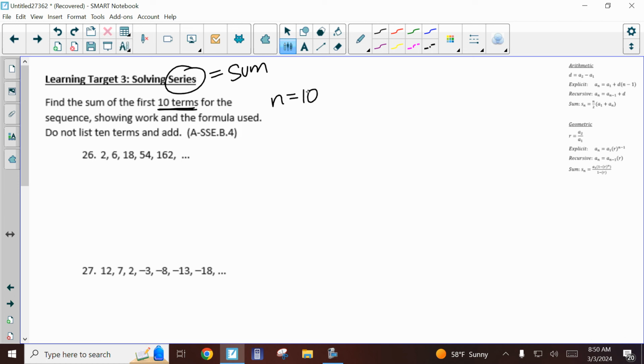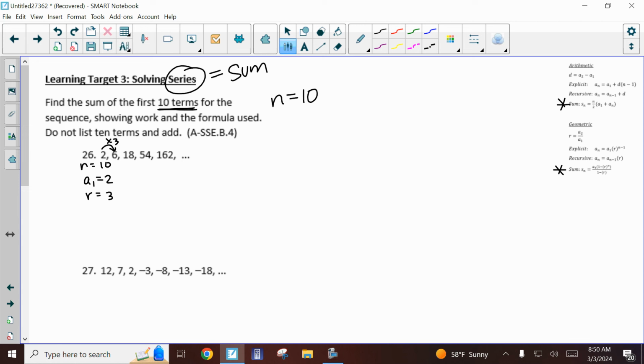Okay, so the first thing we have to do is figure out which type of sequence it is, which type of pattern, so that way we can use either the arithmetic formula or the geometric formula. So on number 26, it looks like this one is going up by times 3 each time. I'm not going to write it across the whole pattern. You can see that it's times 3 every time. So that tells us that r is equal to 3. We know that a1, the first term, is equal to 2. And because we're trying to find the sum of the first 10, n equals 10.